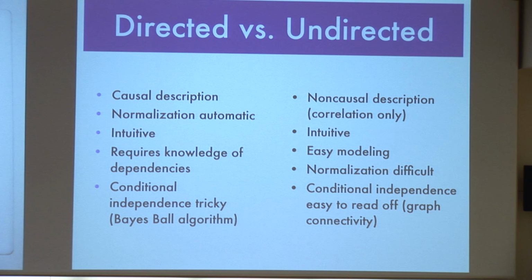On the other hand, for undirected, you only need to know the correlations between random variables. You don't really need a causal description. It's also really intuitive. Gives you a bit easier modeling. Inference can, in many cases, be harder. But then conditional independence is really easy to read off.